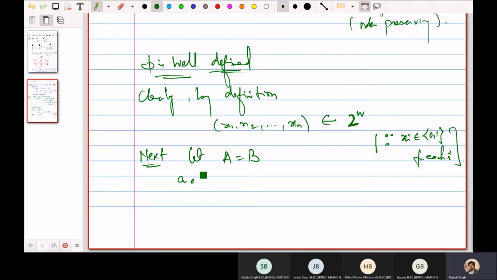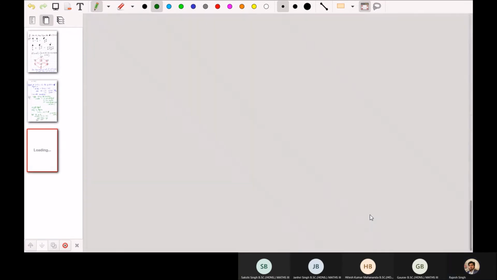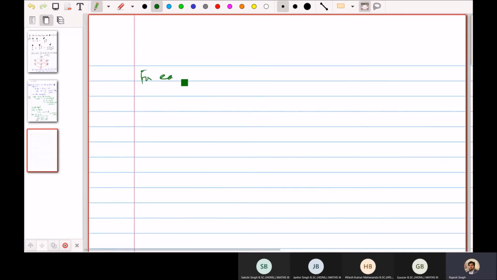Let A equal to B and phi A equal to x1, x2, ..., xn, phi B equal to y1, y2, ..., yn. Okay, to show, let's make it a claim. Claim: phi A equal to phi B. For each I equal to 1 to n, we have two possibilities.